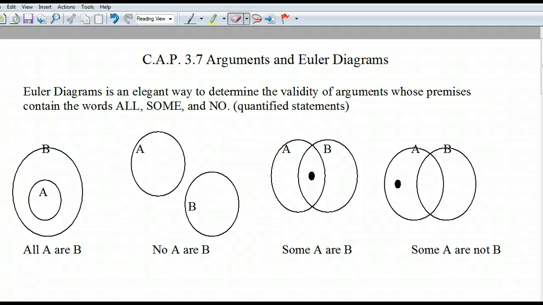All right, so we have this guy named Euler. He made this, and notice that he used the word elegant. I think that's kind of funny. An elegant way to determine the validity of arguments whose premises contained all, some, or no. Okay? Those types of statements are not easy to do with a truth table, so he came up with this other way.